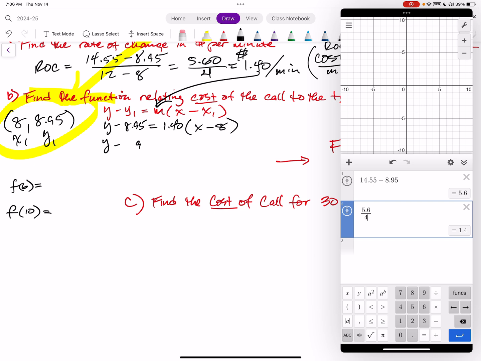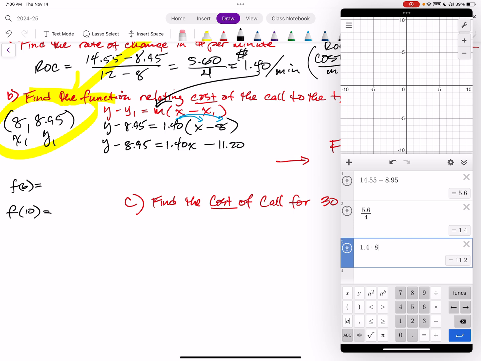Okay, now we can't do anything on the left-hand side yet, but I've got to distribute, as I keep saying in this lesson, twice. So now I take $1.40 times x minus whatever $1.40 times 8 is. So you type it in, and you get $11.20. Okay, add the opposite.